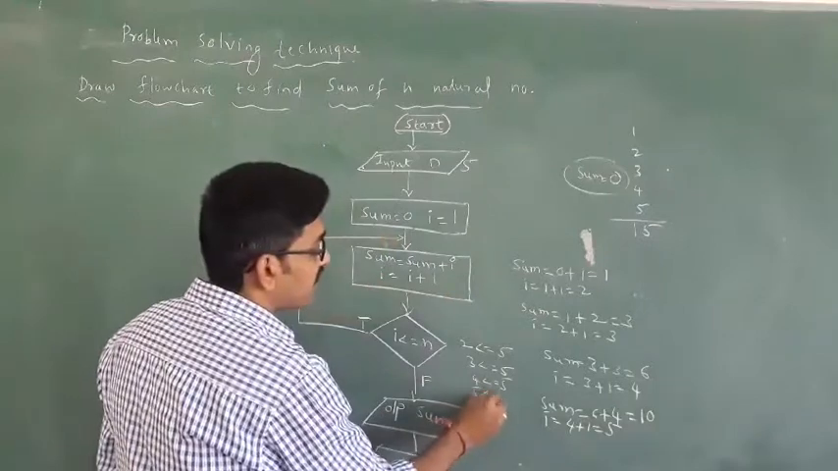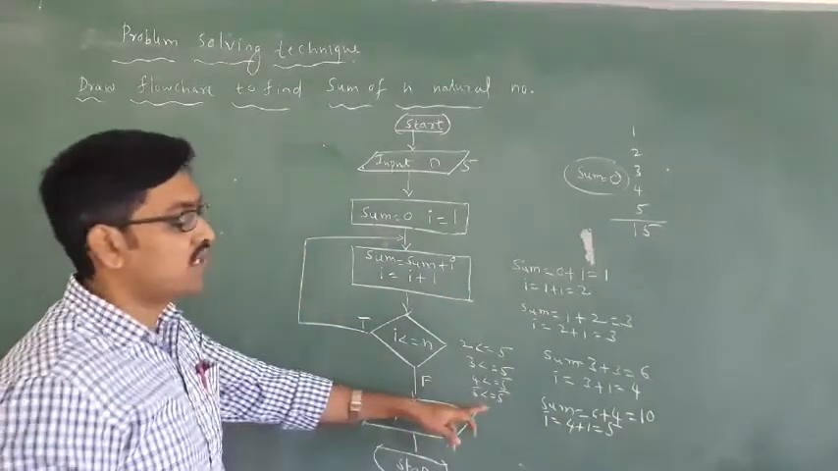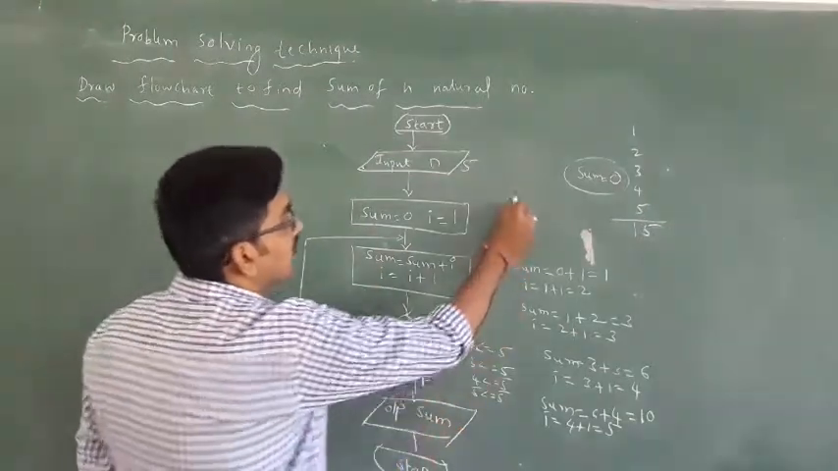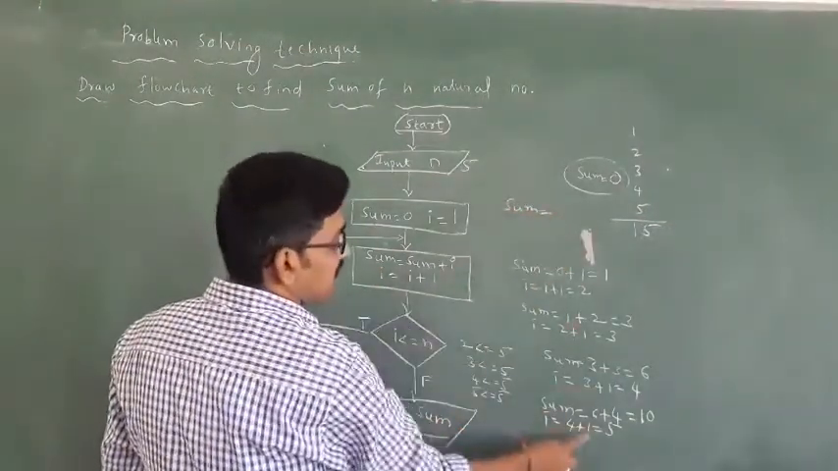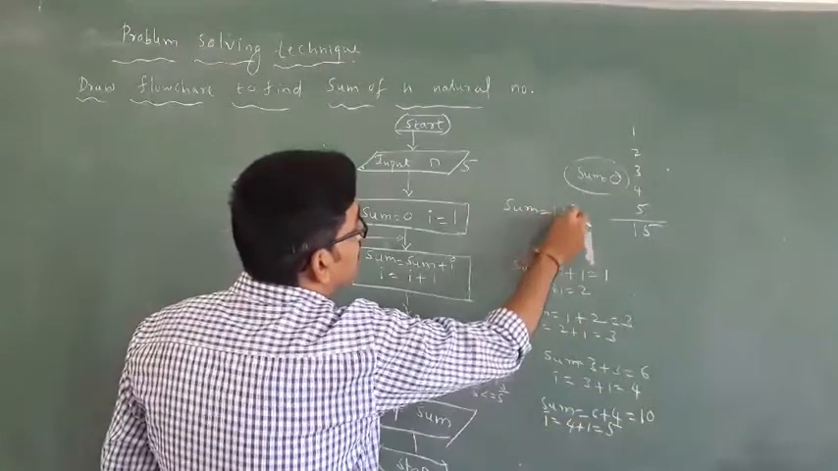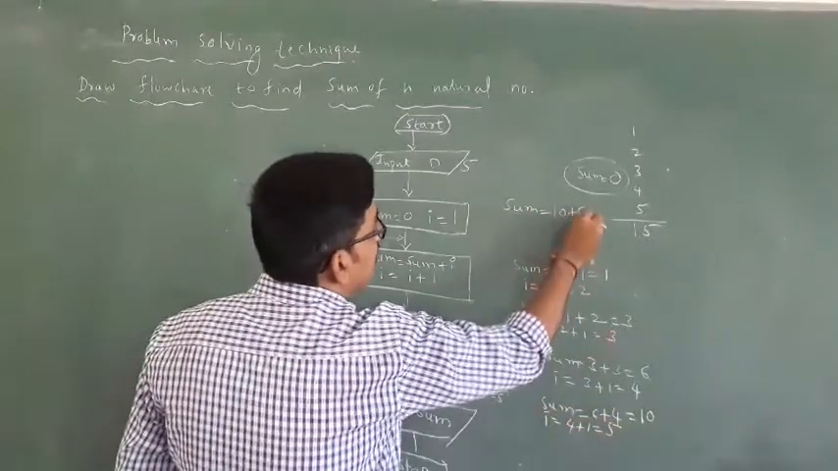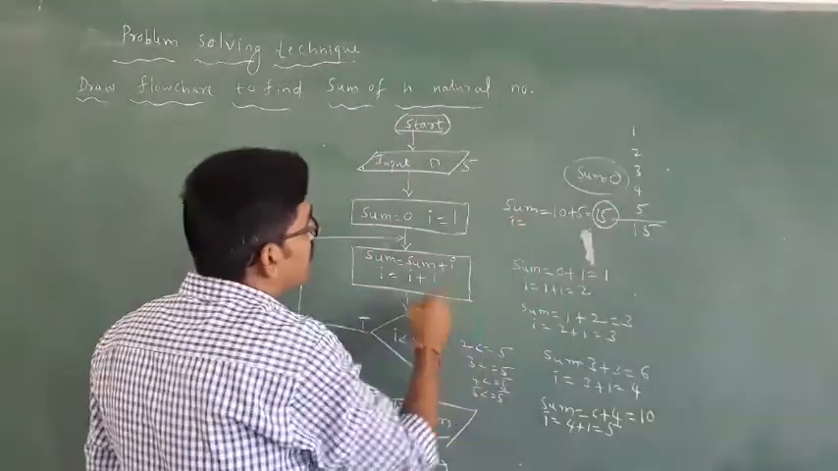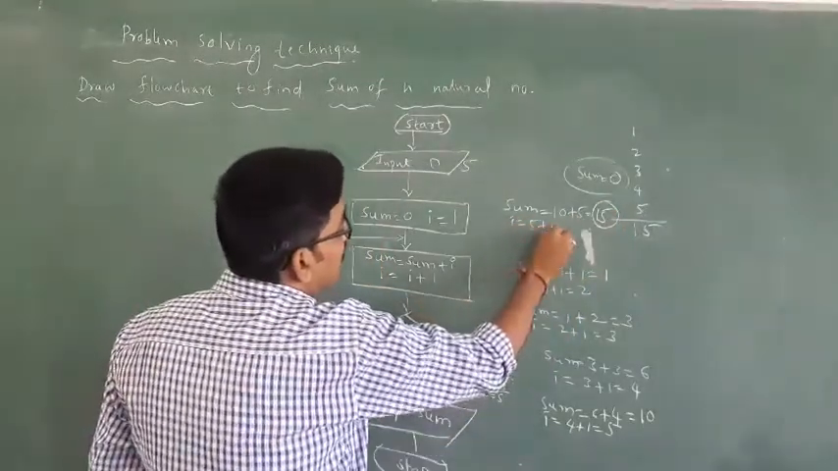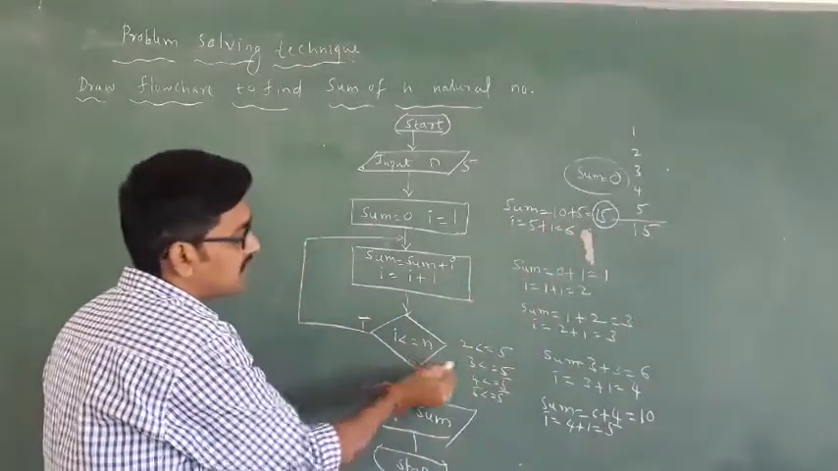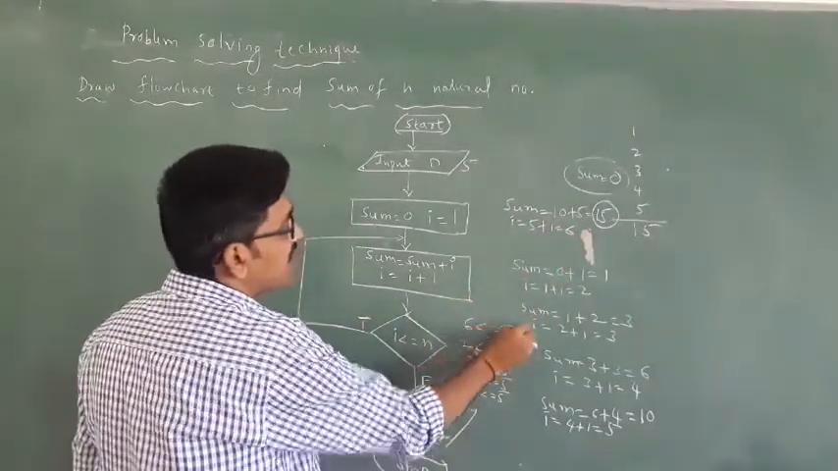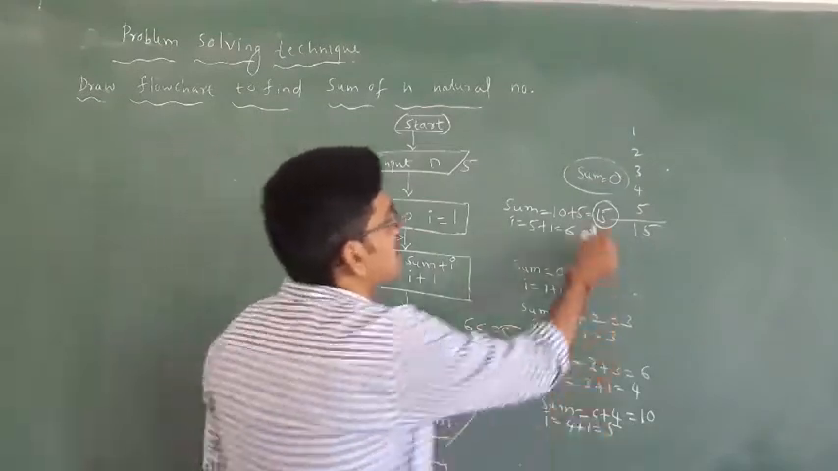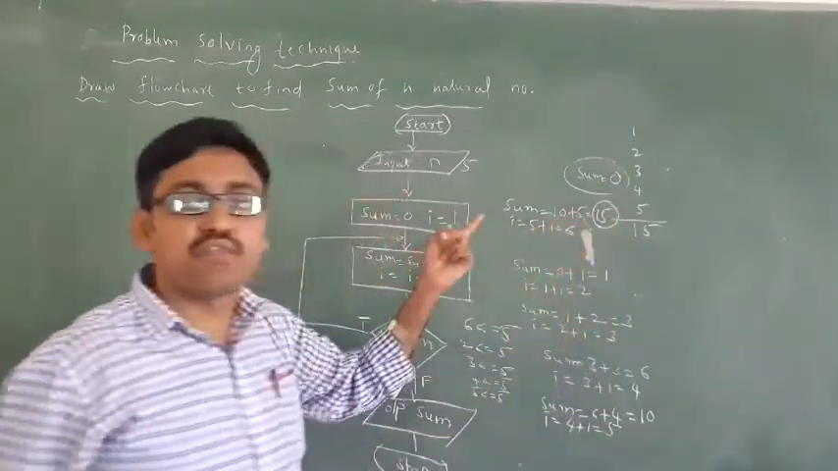Next, is 5 less than or equal to 5? Yes. Yes means it comes here again. Next time, sum is 10 plus I, which is 5. How much? 15. You are getting 15. Then I equal to 5 plus 1 equal to 6. Is 6 less than or equal to 5? False. False means directly the last answer, 15, which has been computed, is shown.